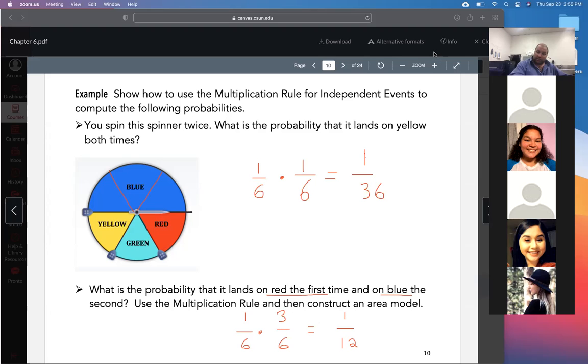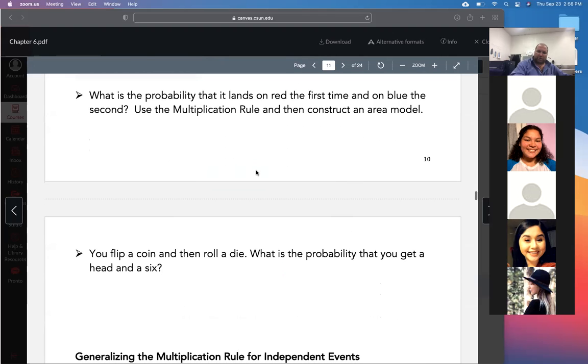Comments, similes, metaphors? Wait, so the 1 over 6, why did you multiply it twice? The first spin and the second spin. Each spin is 1 out of 6. It's yellow both times. The first one is 1 out of 6, and the second one is 1 out of 6. They're both yellow, right? Okay, so you just combine. Okay, got it.